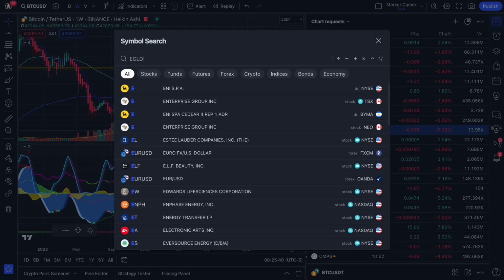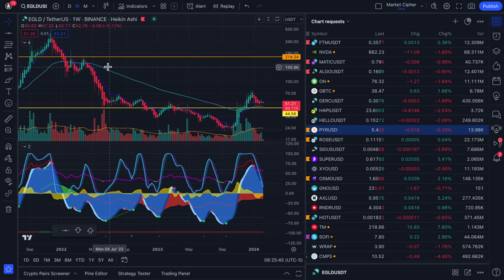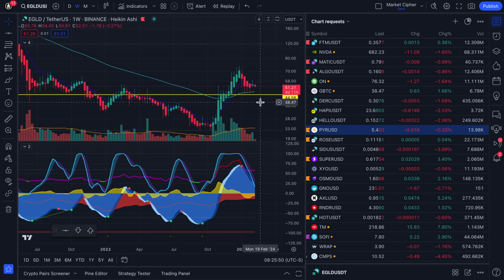Okay, so again, eGold doesn't look bad. We're breaking out after 2 years of being in a downtrend. We're just now breaking out. You guys are seeing it right here.